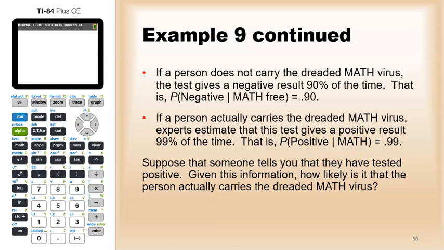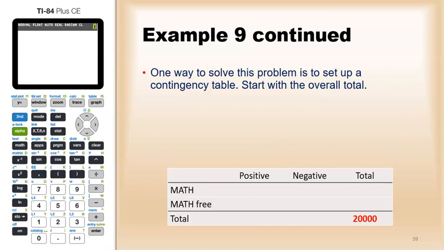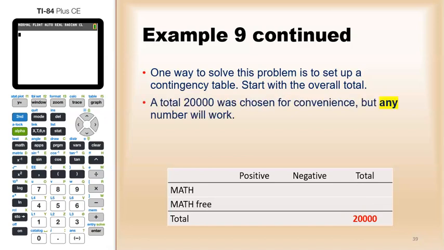Well, one way you can figure this out is to create a table. On the one hand, you have whether or not they have the virus or don't have the virus, so math free, and whether or not they tested positive or negative. So we have our contingency table. And for this case, we start with the overall total. I put 20,000 here. You can put any number you want. I put 20,000 for convenience, but any number will work.